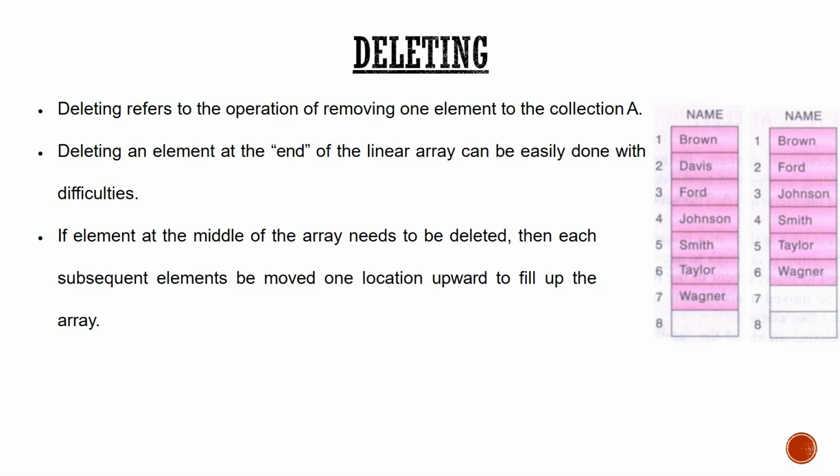Element at the index 3 is to be shifted to 2. Element at 4 is to be shifted to 3. Element at 5 is to be shifted to 4. Element at 6 is to be shifted to 5. Element at 7 is to be shifted to 6. Means we need to move up over there.